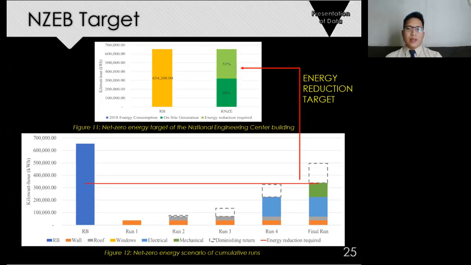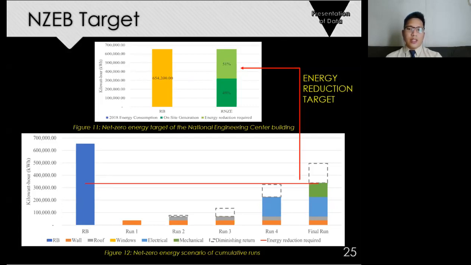The on-site generation strategy generated 49% of the energy requirements of the building. Having calculated the maximum site potential, the energy reduction required to achieve the net zero energy target of the building is shown in Figure 11. ERS, the target the building envelope, was simulated for the first 3 runs. It was found out that there were diminishing returns as ERS were simulated cumulatively as illustrated in run 3. Instead of a 20.56 energy reduction, only 10.42 was attained.